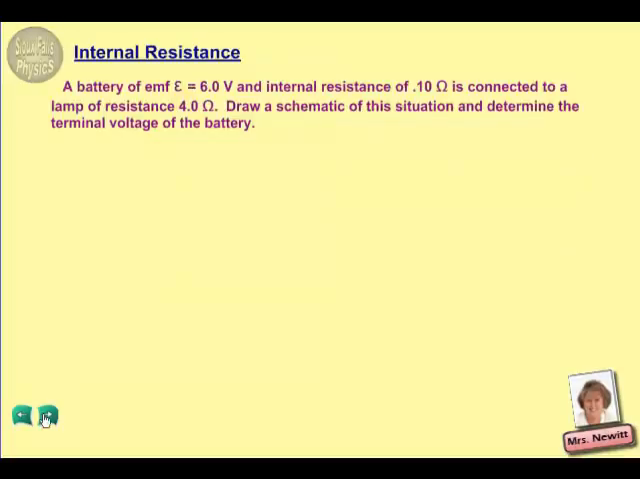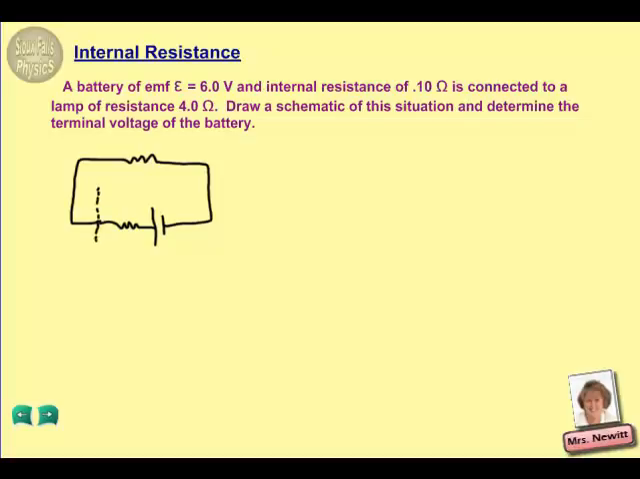We'll begin with our schematic for this situation. And remember that internal resistance is simply attached to the battery. So it is basically in series with the rest of the circuit. So here we can continue on. Here is a resistor for our lamp, and that then gives us the total amount for the circuit.